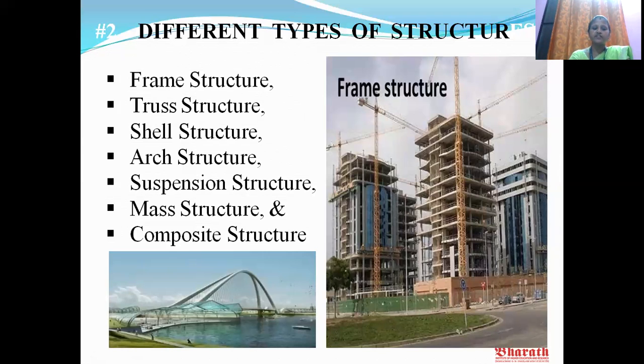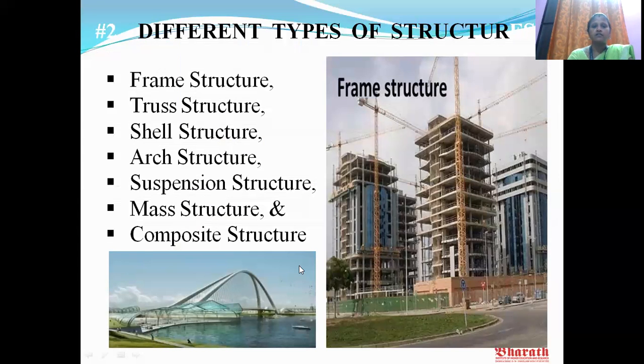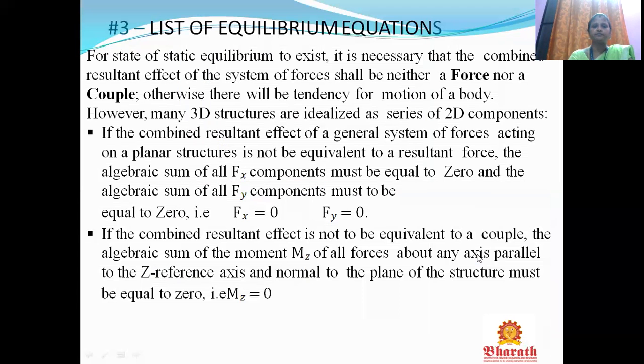Next is composite structures. Composite structures are made of two or more elements of different materials. For example, a combination of concrete and steel. This type of structure we call composite structures. These are the different types of structures we use in structural analysis. These are the pictures I have collected for different types of structures. You can see the suspension structures, mass structures, and then wall structures.